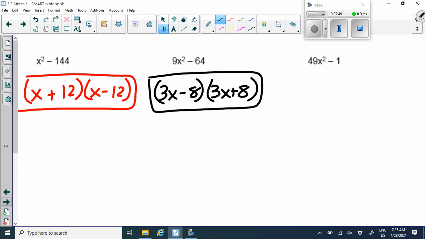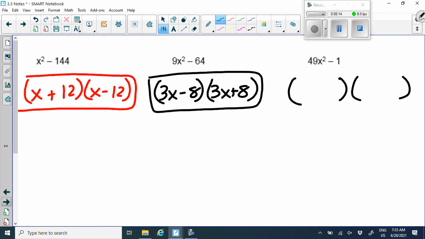Okay, let's try 49x squared minus 1. So first, do these two terms have anything in common that we can take out? No, they don't have a number, nor do they have a variable, okay? So now, we just basically do the same thing as we did the last time. We create two sets of parentheses. And we know this is a difference of squares because it's a binomial. We're subtracting, and 49 and 1, they're perfect squares.